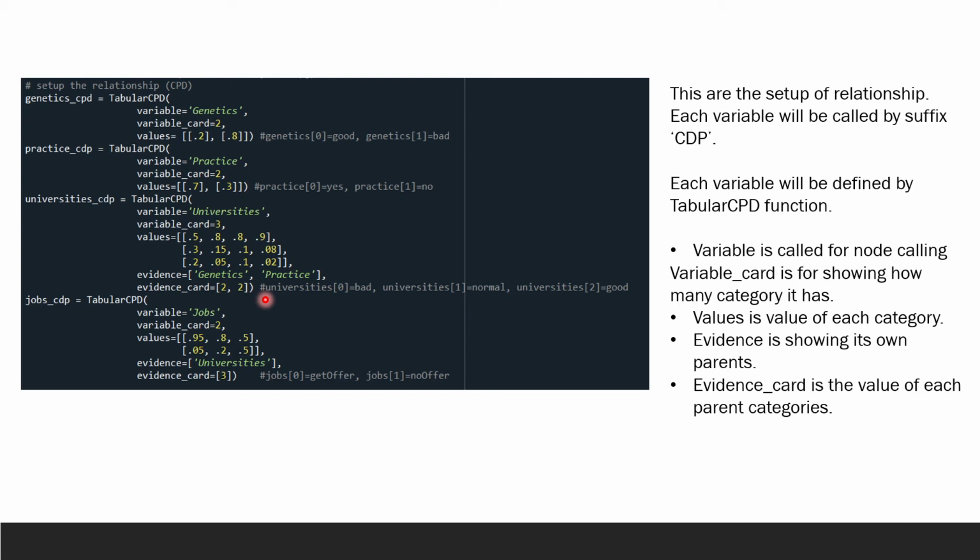And as you can see for the last one, the evidence card of the job, we have 3 because the university has 3 outputs going into the job node, right? Because we have bad, normal, and good university. So the evidence card of the job will be 3. And please remember that evidence cards have to be assigned in a list function. For example, for the university, we have 2 for genetic, 2 for the practice within the list function, the square bracket here.